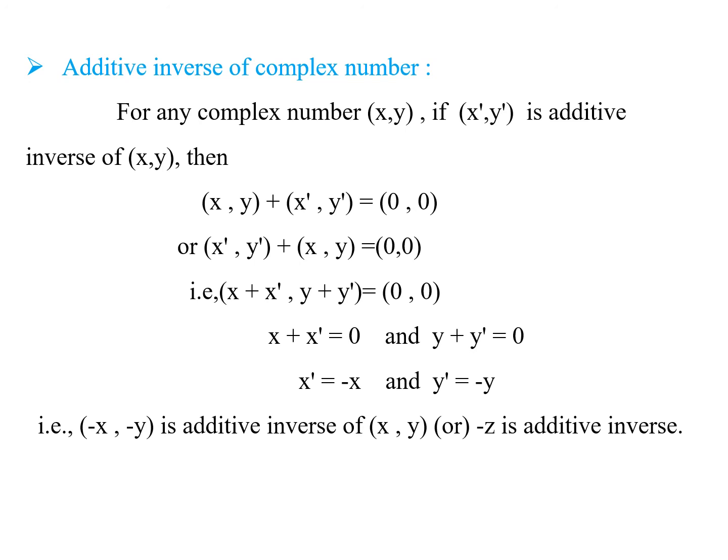Now the addition of any two complex numbers is again a complex number. So we add these two ordered pairs: (x plus x dash, y plus y dash) equals (0, 0). Equating the real and imaginary parts, x plus x dash equals 0 and y plus y dash equals 0, which gives x dash equals minus x and y dash equals minus y. So the additive inverse of z is minus z.